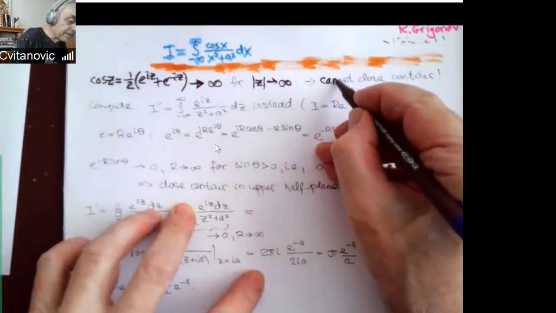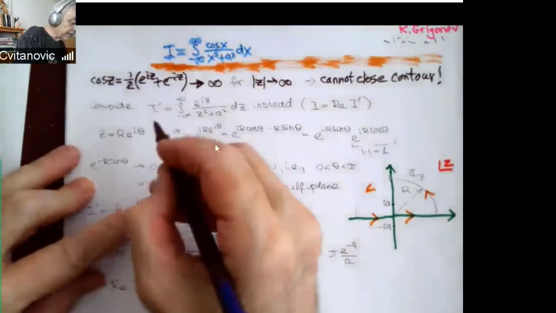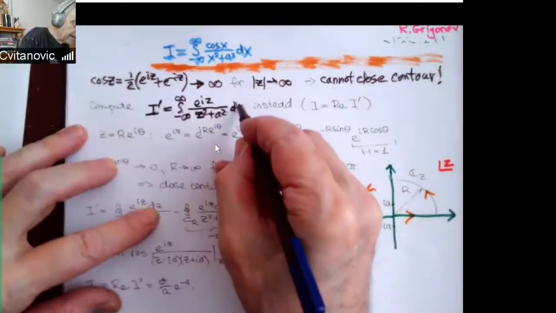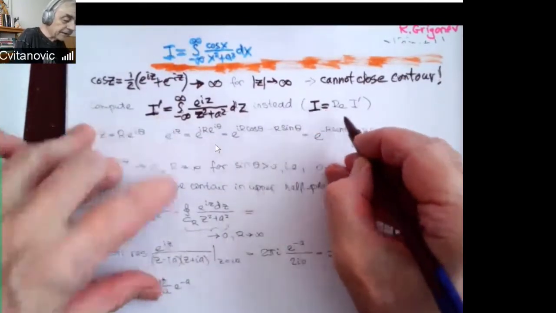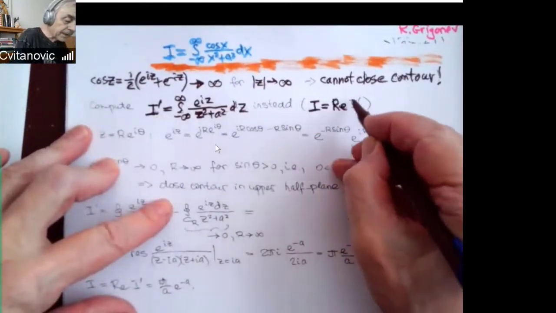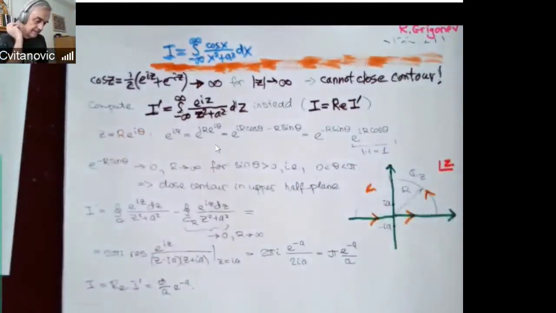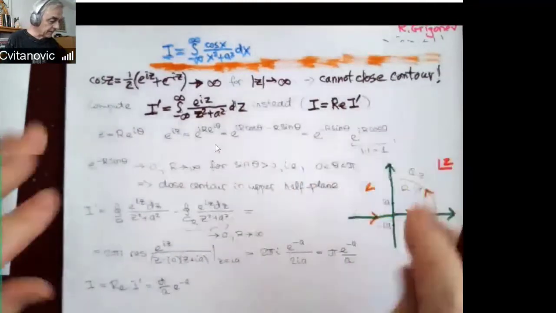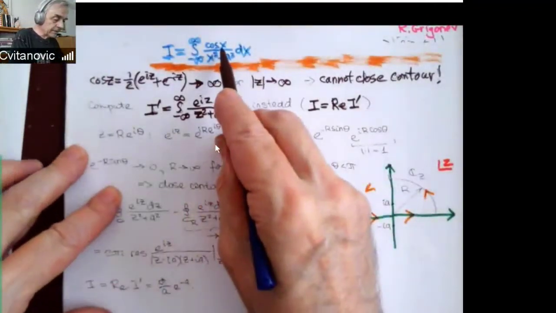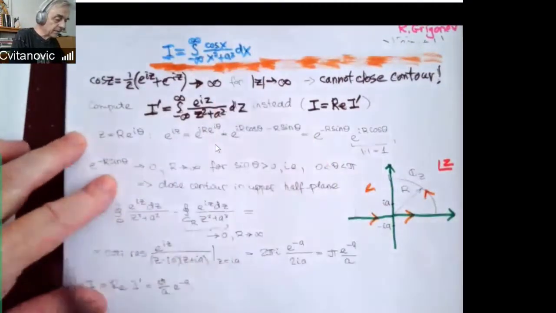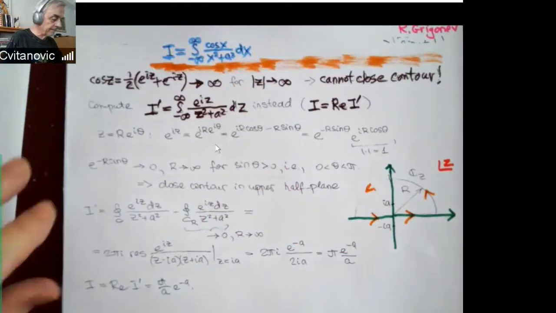Cannot close. So instead of that, let's look at a different integral. And that's okay because the integral we want, if we can evaluate this one, we just have to take the real part of that guy. And it doesn't mean derivative, it's just a different integral. One is over a real variable cosine x, but now we replace it by a complex variable.